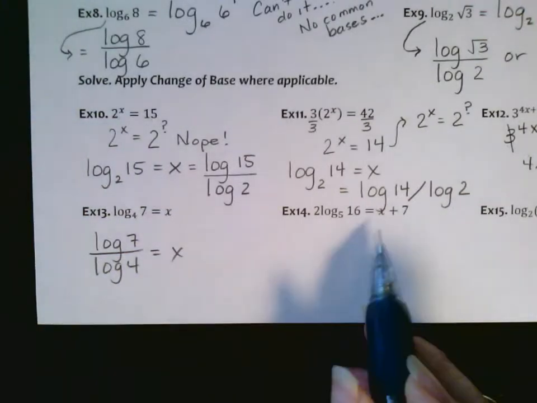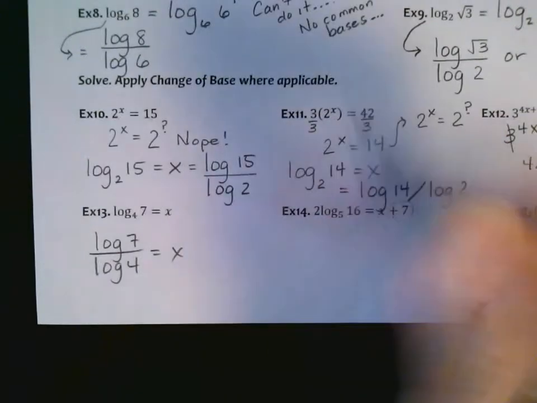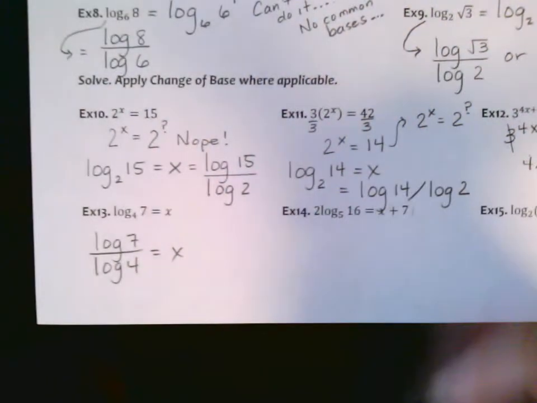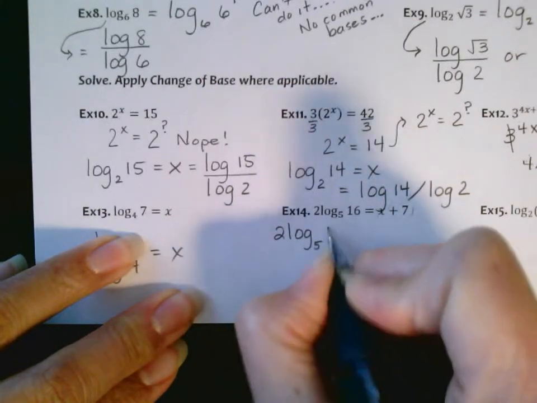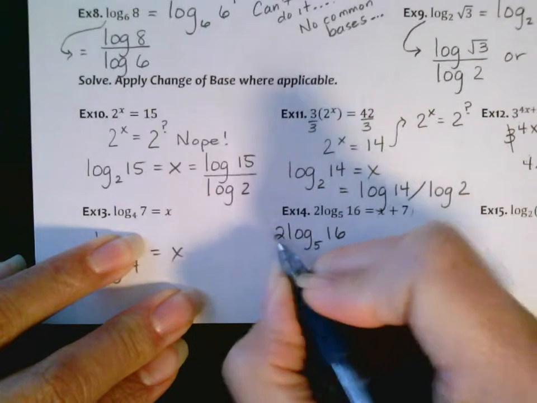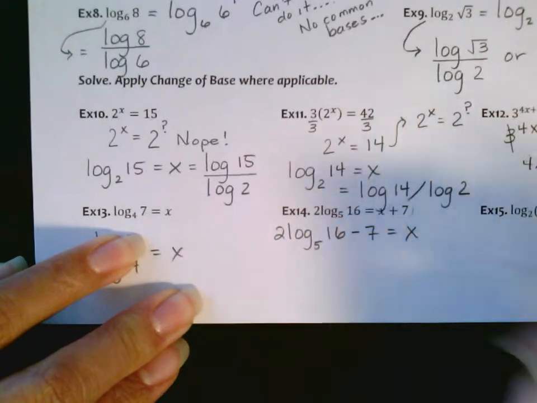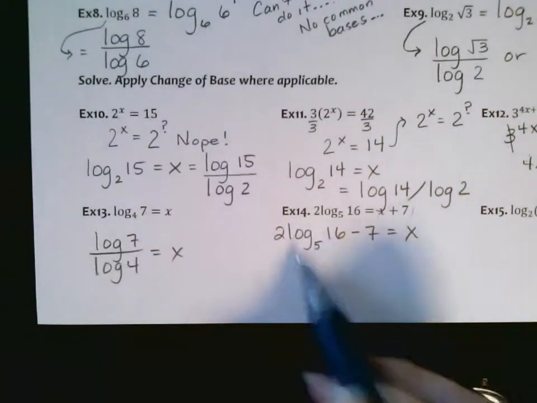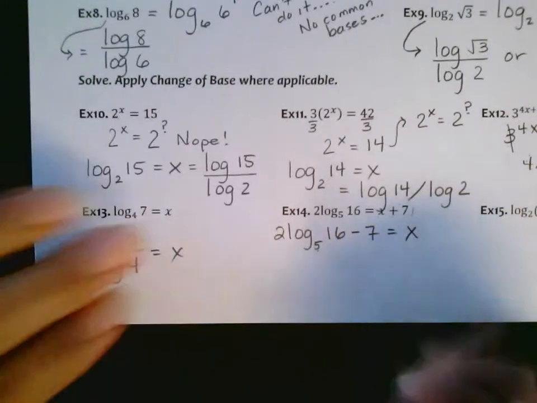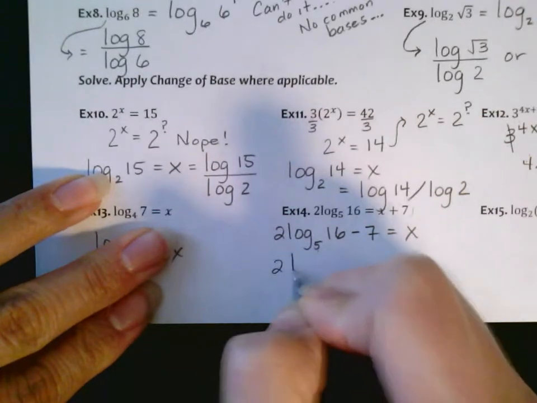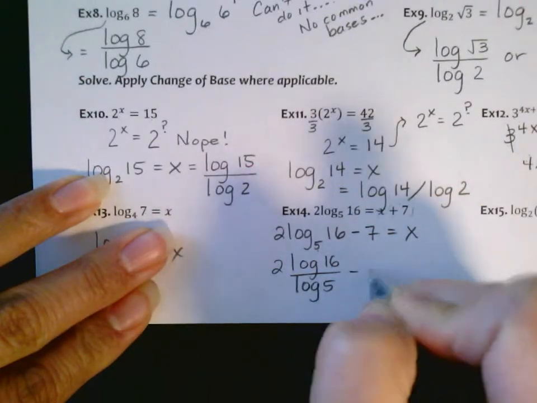Here, I need to solve for x. Well, all I need to do is get rid of plus 7, right? So let's just move it to the other side. 2 log base 5 of 16 minus the 7 that came over equals x. I try to simplify this. Can 16 be rewritten as 5 to something power? Nope. So we just leave it in change of base form. And we're done.